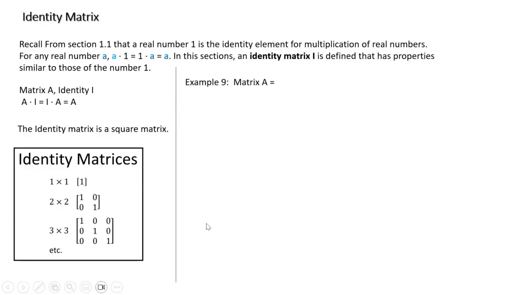Now, example number 9. We have matrix A, which is a, b, c, d. And the identity for the 2 by 2 matrix is 1, 0, 0, 1. According to the rule here, if I multiply matrix A times the identity, it's going to give you the same matrix. Okay, here we go.